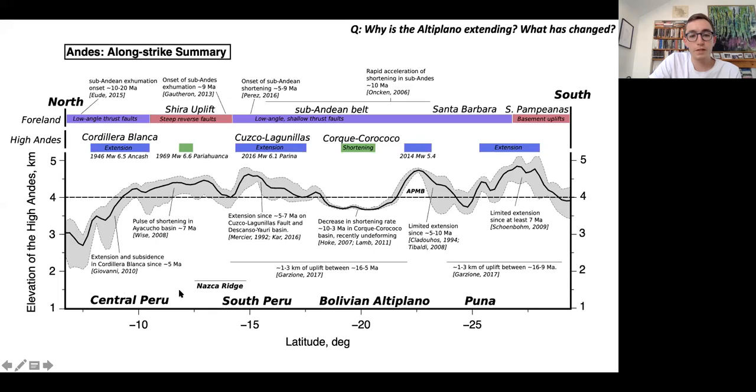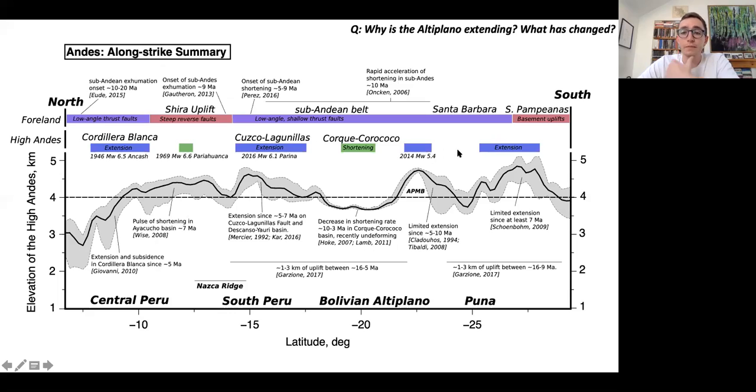And summarized down here is a whole bunch of different observations from paleoaltimetry and from geological observations of the timing of the onset of either extension or the decay in shortening rate, for example, here in the Bolivian Altiplano. That tells us something about the timing in which the mountain belt switched from a state of shortening to a state of extension.